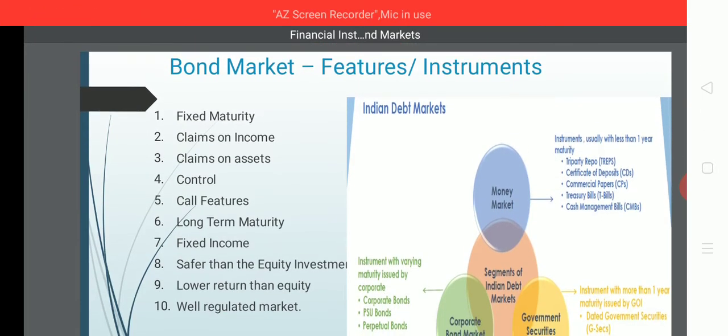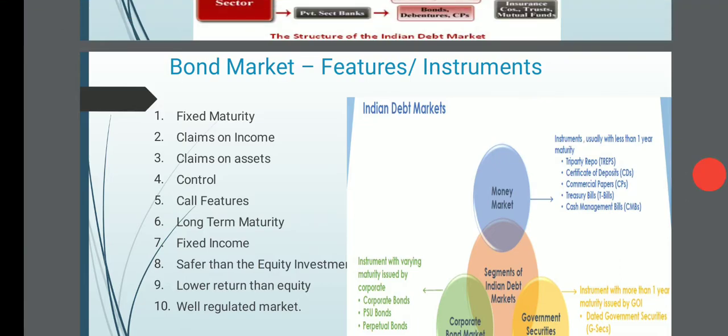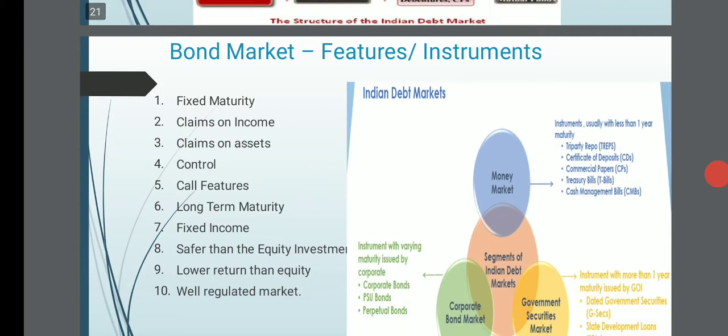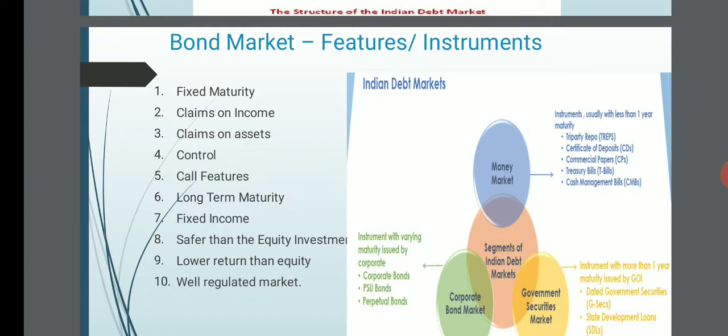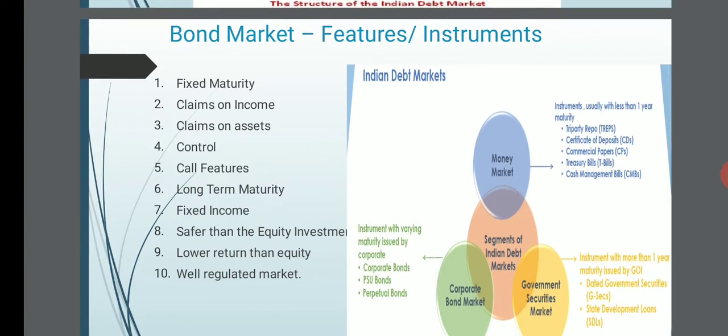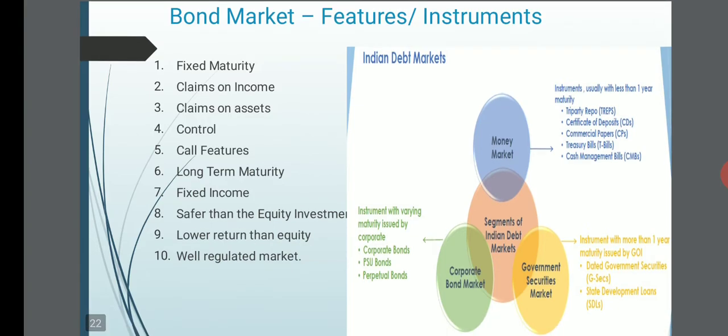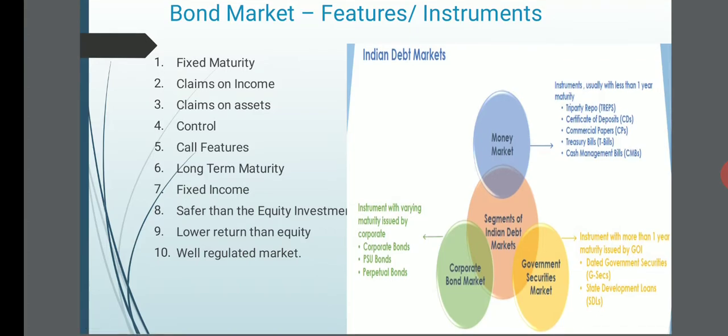So bond market, what are the features? Bond market is a fixed maturity market because bond is a loan, and loan has fixed maturity. There's claims on income, so secured market. Claims on assets, so they do have securities in the form of assets. Control: when the creditor grants loan to any corporate, then they do have control and say over various decisions of the company.